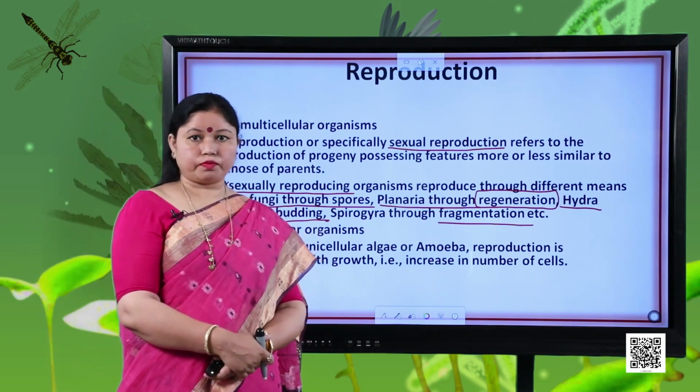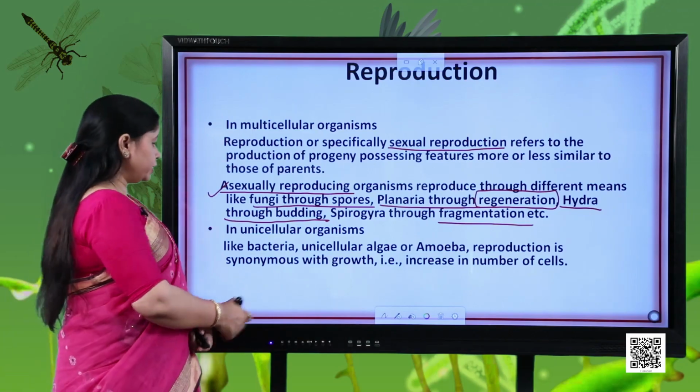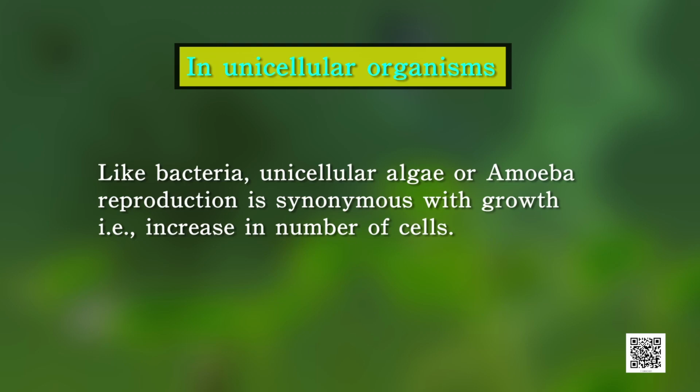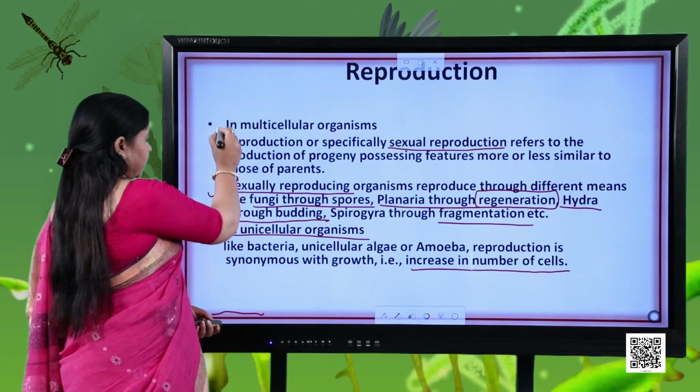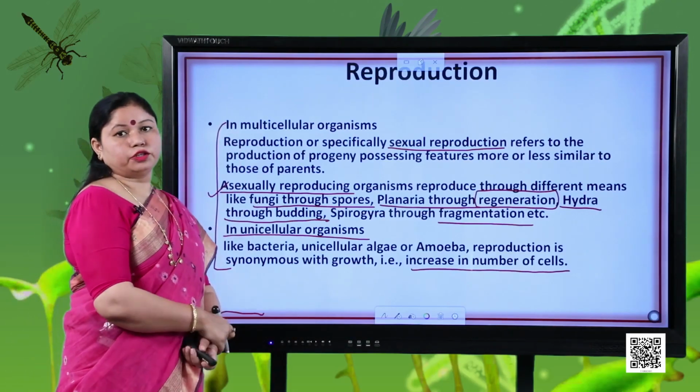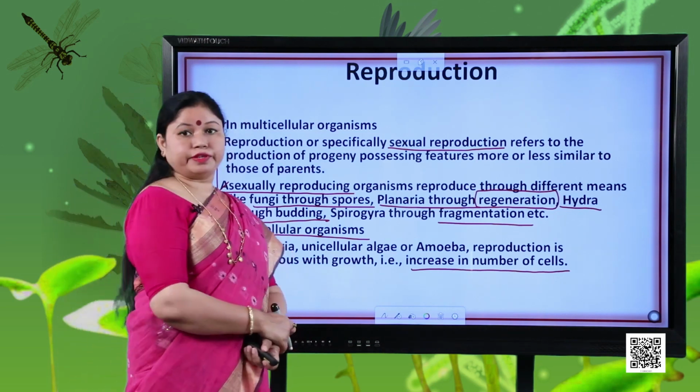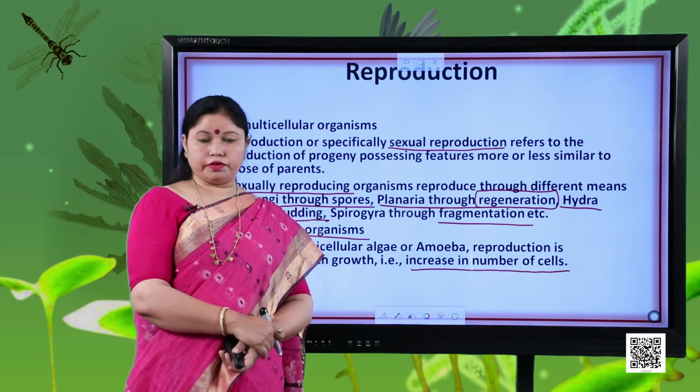Let's talk about reproduction in unicellular organisms. In unicellular organisms, an increase in the number of cells is actually synonymous with reproduction. In unicellular organisms, reproduction and growth are synonymous with each other. Fine. By looking at all these details, you might be thinking that reproduction is a unique feature of living organisms.